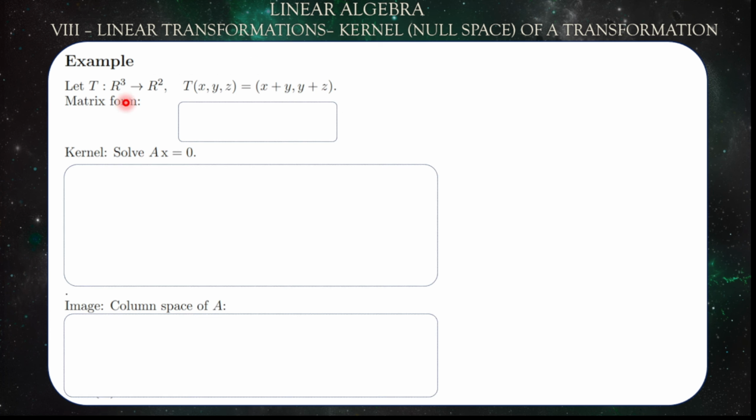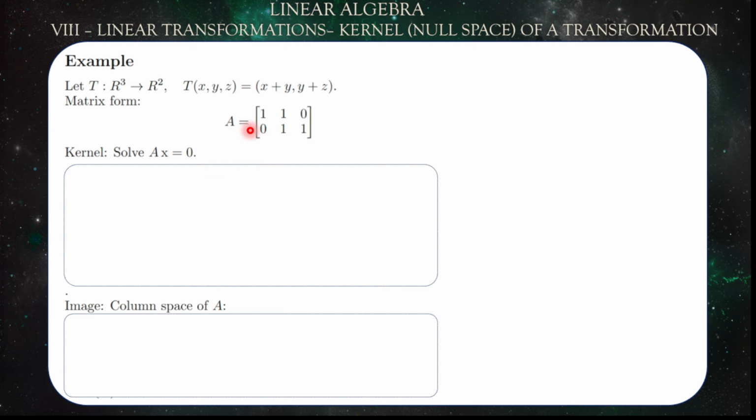Let T be the transformation from R3 to R2, with T(x, y, z) equal to (x plus y, y plus z). At first, let us establish the matrix form. Then you get the kernel by solving Ax equals 0. And finally, you get the image, which is the column space of A. So, how do we get the matrix form?